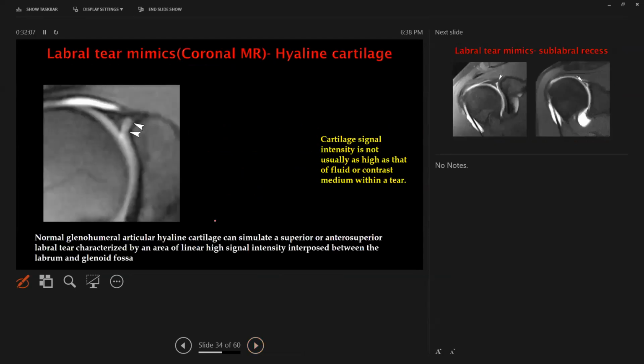And this is another anatomical variation where the hyaline cartilage undercuts the glenoid labrum, and if you are not a careful observer, you might misinterpret this as a tear. However, you see this is gray in color. This is the cartilage, which is gray in color, unlike the fluid. If it is a tear, it should be filled with fluid. The fluid is brighter. That is how you differentiate the undercutting of the hyaline cartilage, which is a normal variation.